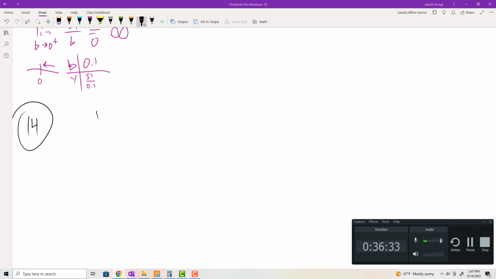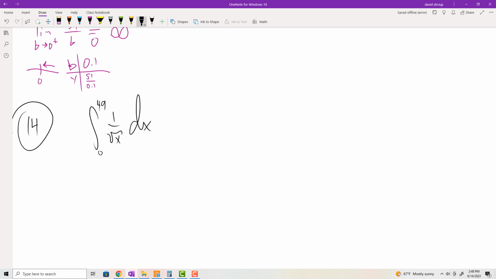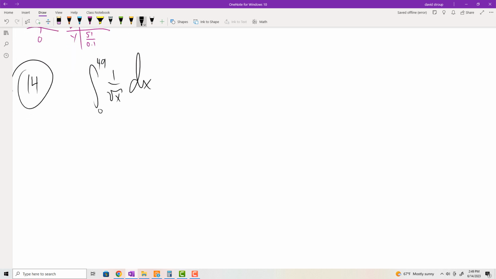One over root x from 0 to 49 dx. So pause, let me pause and figure it out. But that's the video quiz for this section. Okay, so again, the answer is 14. The discontinuity there is at 0, so you're approaching 0 from the right.